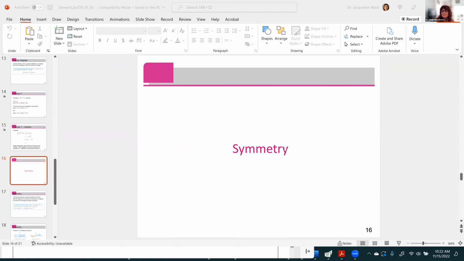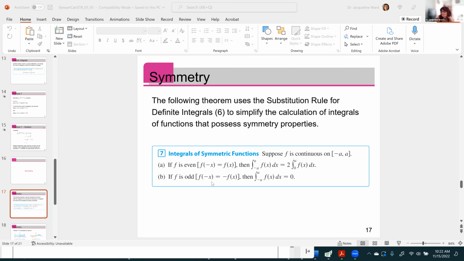All right, and then a note about symmetry. I say a note, but this is one of the most powerful ideas, I think, with integration. Okay, if you have an even function, and f is continuous over negative a to positive a. If f is even and you're integrating from negative a to positive a, it's twice the right half. Because remember, an even function is symmetric about the y-axis.